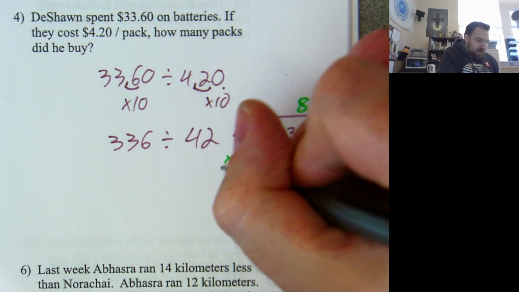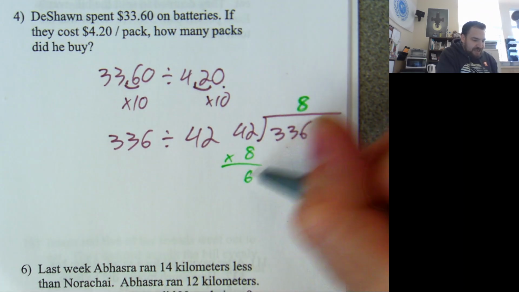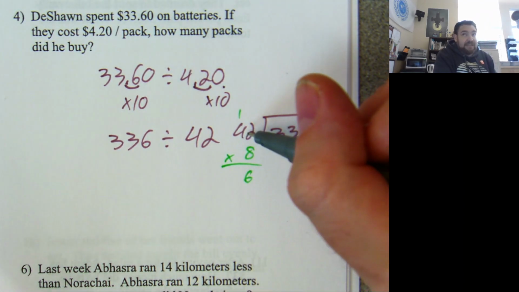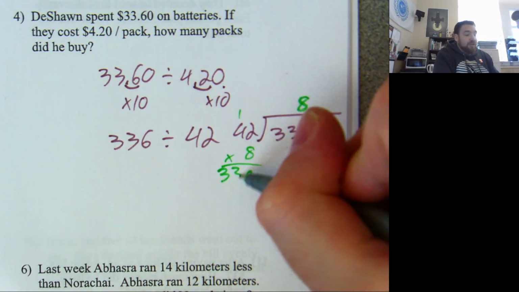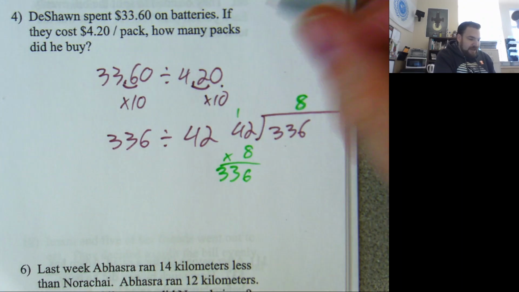So let's model this. So multiply by 8. 8 times 2 is 16. Carry the 1. 8 times 2 we've already said is 32, plus 1 is 33. Oh, look. It works.